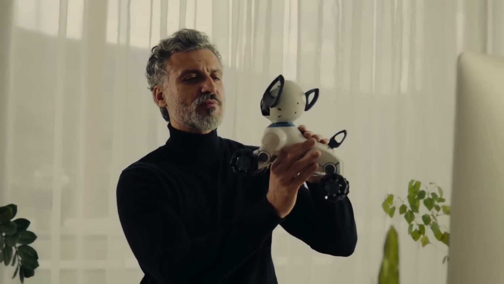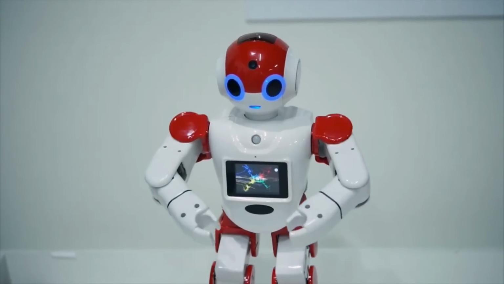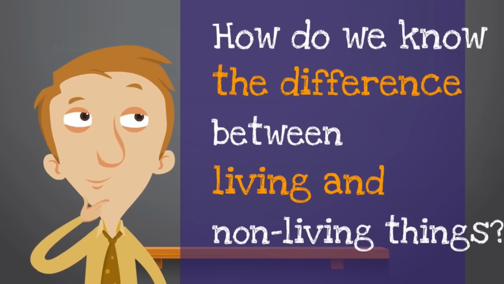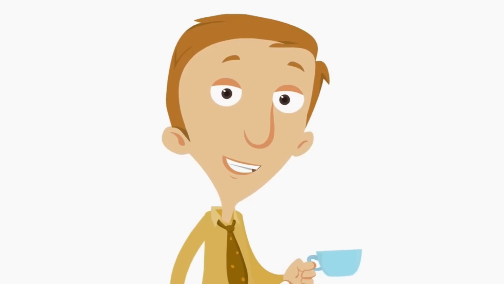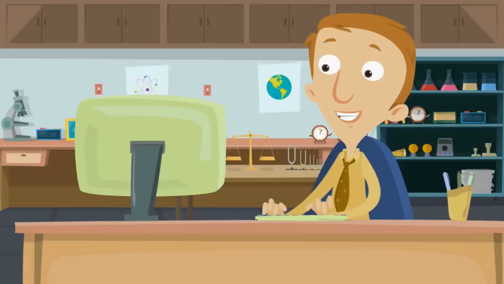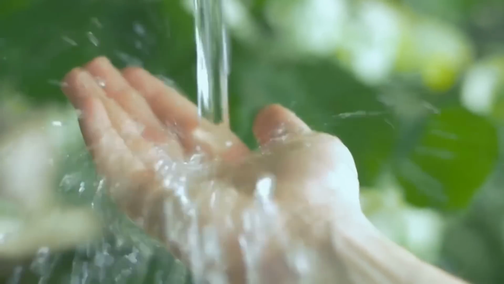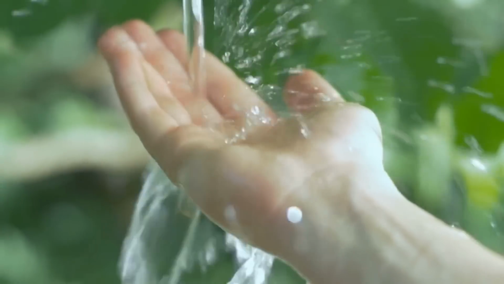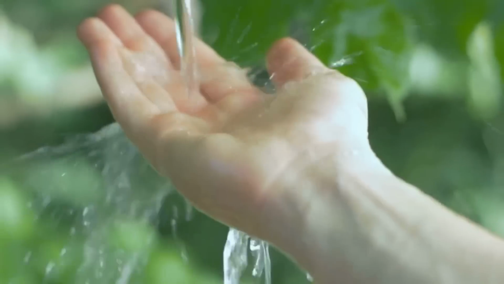They aren't living, which has me thinking, okay, what makes something alive? How do we know the difference between living and non-living things? Well, there are a few things to think about when we try to figure out if something is a living or a non-living thing. And the first thing to think about is water. That's right, water. Hang on, what does water have to do with living and non-living things? Why are we thinking about water? There's a simple reason why.